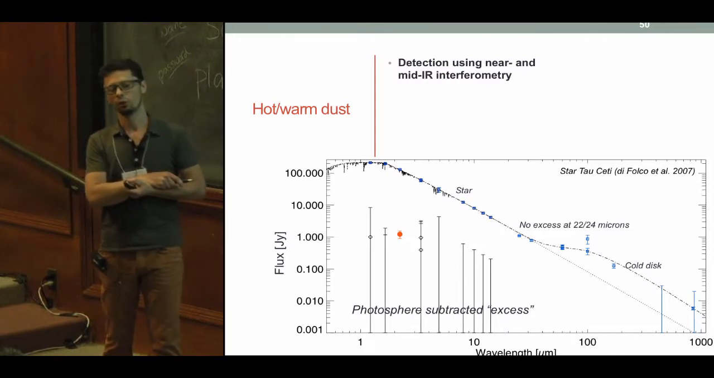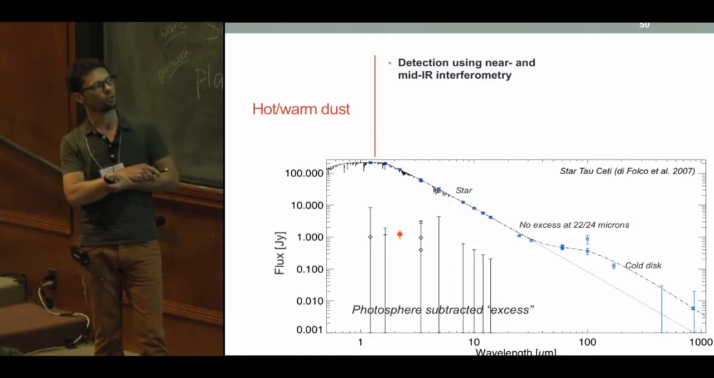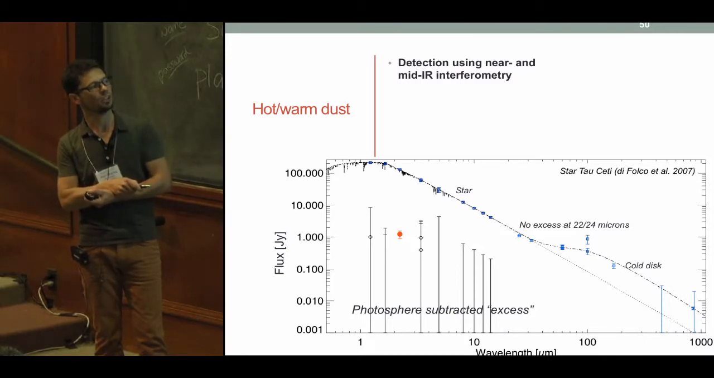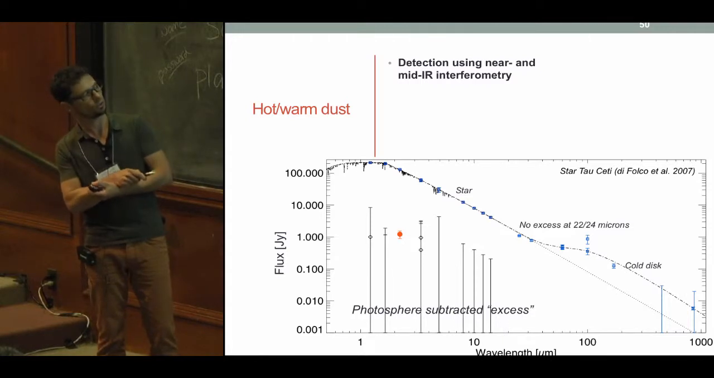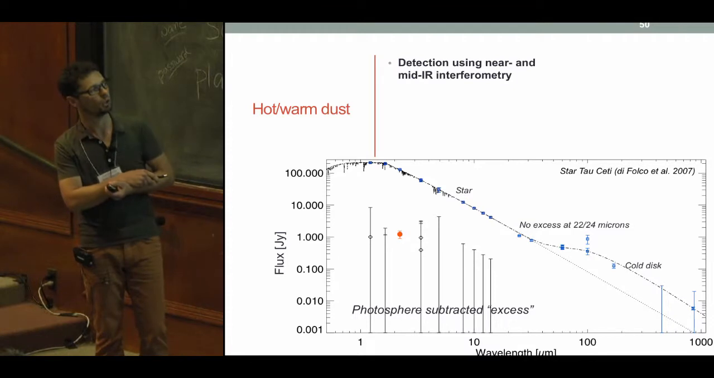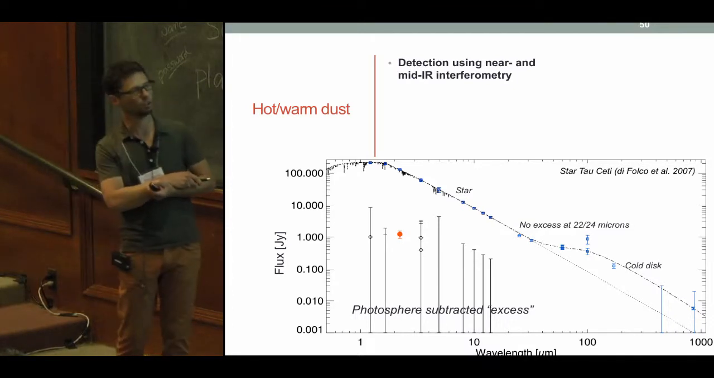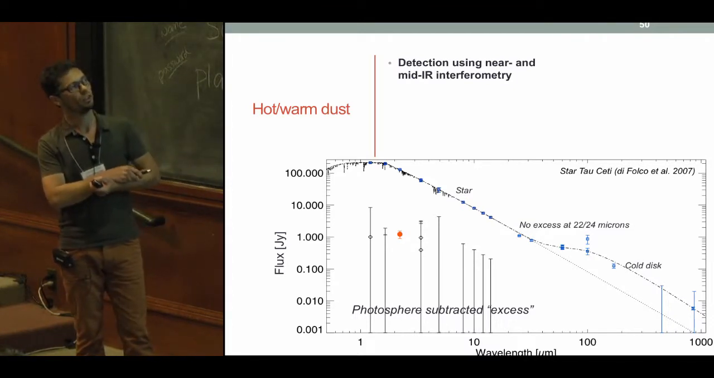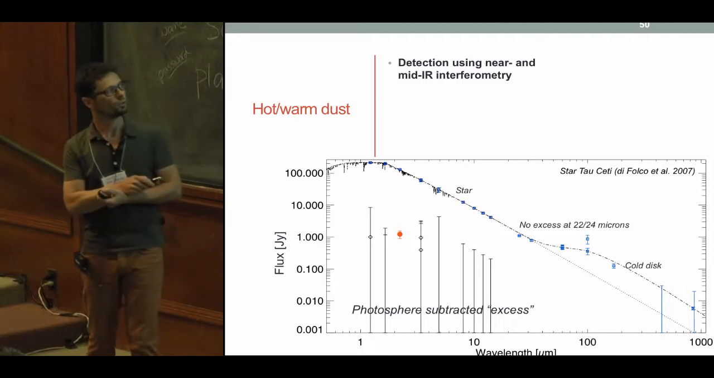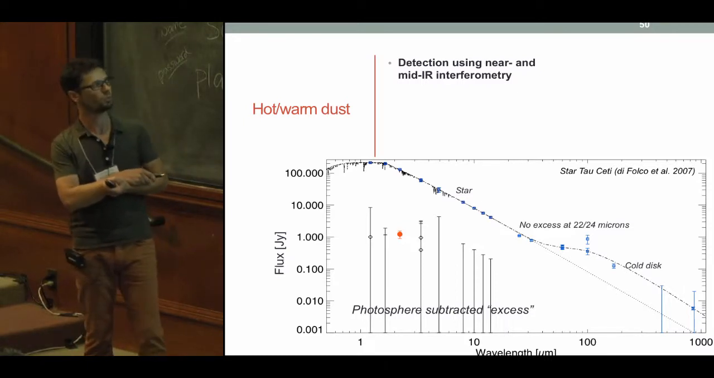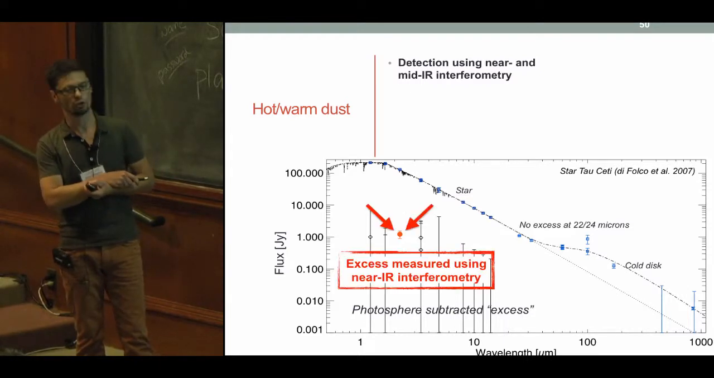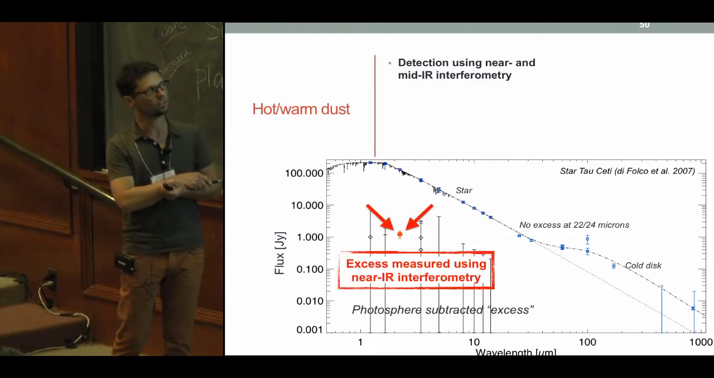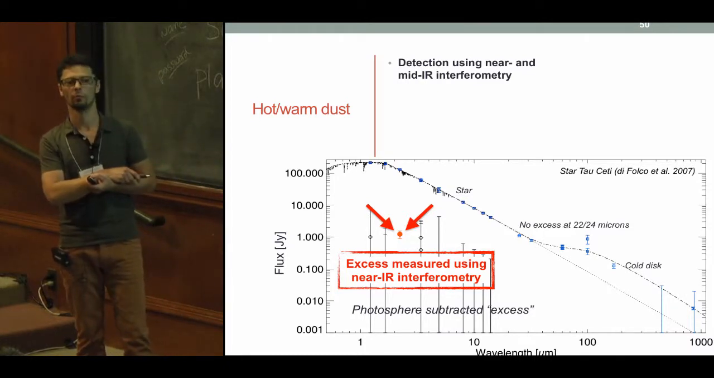These disks are very close to the star, so very hot, so you cannot see them very easily popping up above the photosphere at long wavelengths. You need to search for them at short wavelengths, and it's very complicated because the star is very bright. So what people are currently doing is that they use near or mid-infrared interferometry to detect a tiny excess. I will not explain here how people are doing it, but this is typically what is being measured, this kind of tiny excess with near-infrared interferometry.